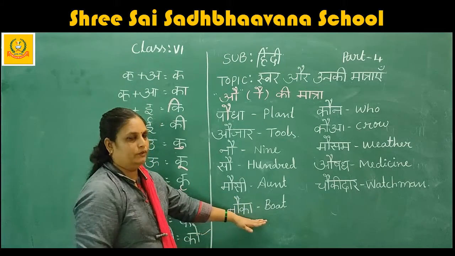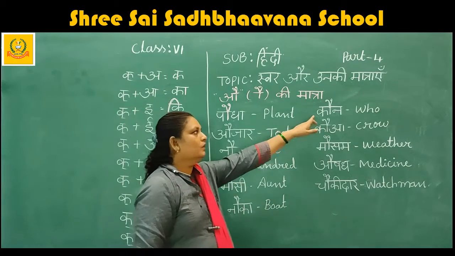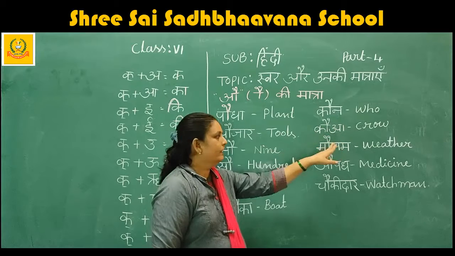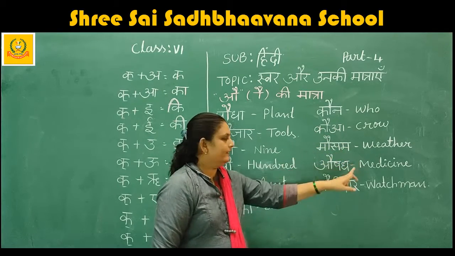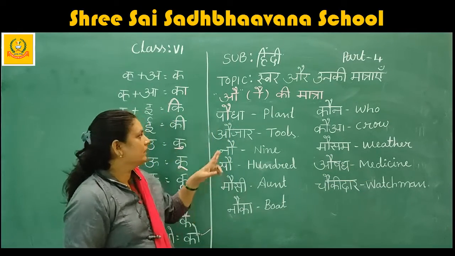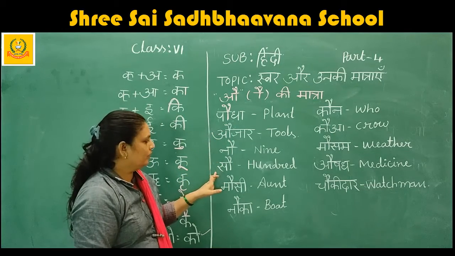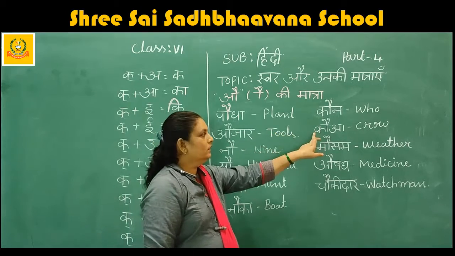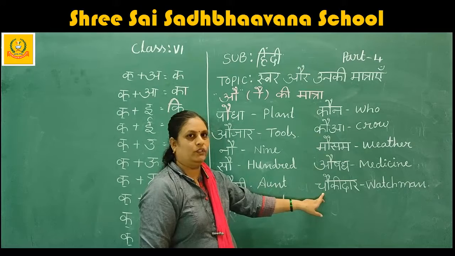Nauka means boat. Boat means they will go in the water, that is nauka. Kauva, crow, that is a bird. Mausam means weather. Aushadh, medicine. Chaukidar, watchman. Once again, I'll repeat, children. Paudha, Aujar, Nau, Sau, Mausi, Nauka, Kauva, Mausam, Aushadh, and Chaukidar.